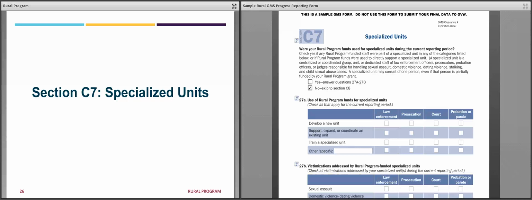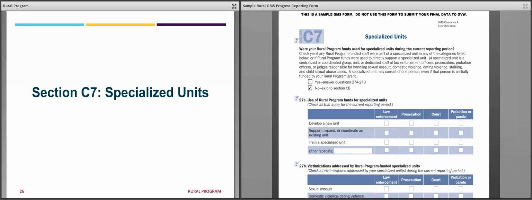Section C7, Specialized Units. If your rural program grant-funded staff were part of a specialized unit in any of the listed categories, or if rural program funds were used to directly support a specialized unit, check yes and answer questions 27A and 27B. If rural program funds were not used to support these activities, check no and skip on to section C8.